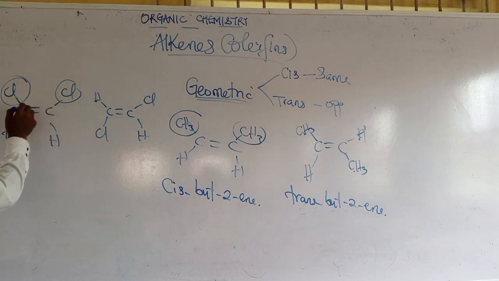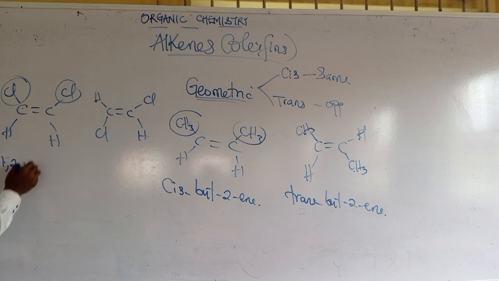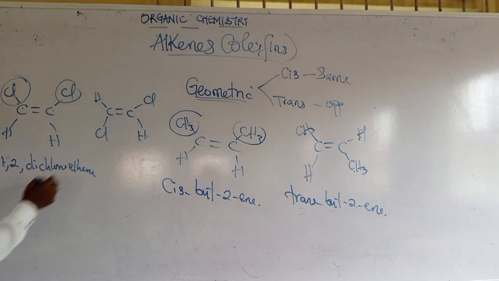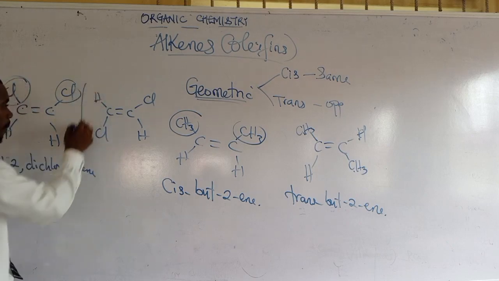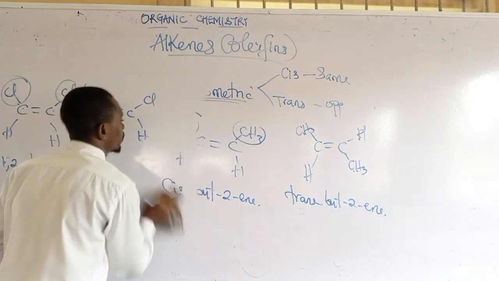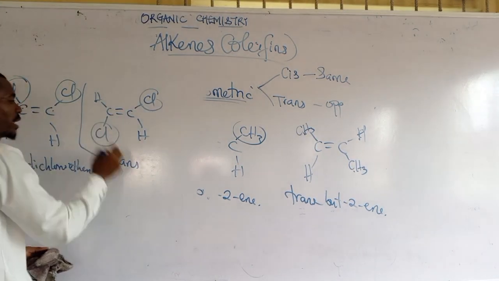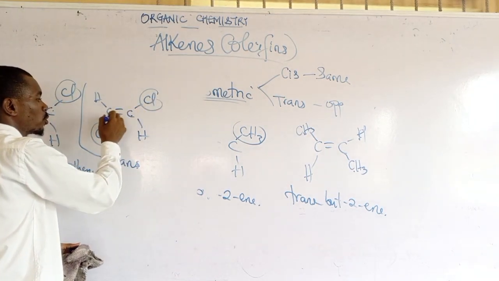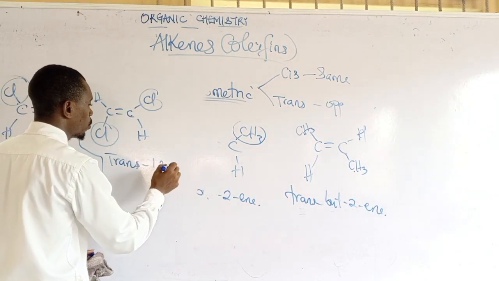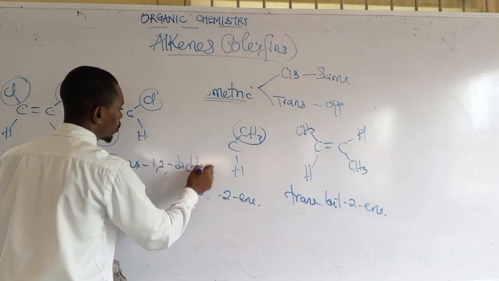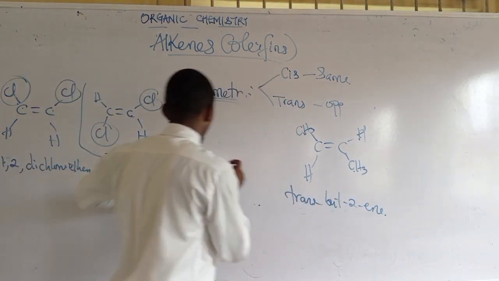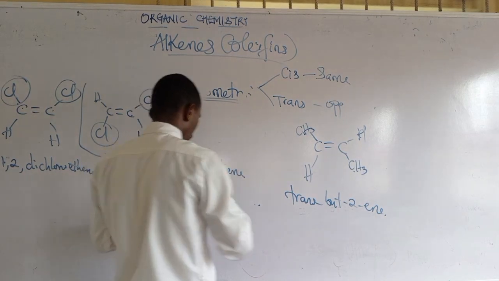Chlorine is on carbon 1 and on carbon 2, so 1,2-dichloroethene. Okay, 1,2-dichloroethene. Why is this one trans? Because the chlorines are on opposite sides. And chlorine is on carbons 1 and 2. So trans-1,2-dichloroethene.